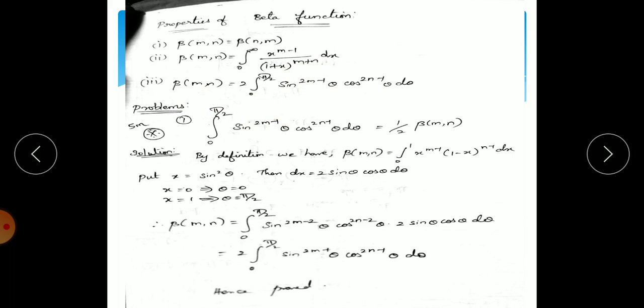Three properties, and here I have given 2 important problems. So just copy everything and go through it. These are important 5 mark questions. The integral from 0 to pi by 2, in terms of theta, is equal to half into beta of m comma n, which we have to prove. By the definition of beta m comma n, we know the formula.